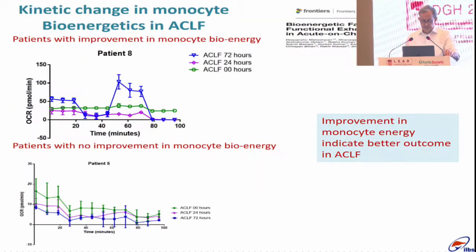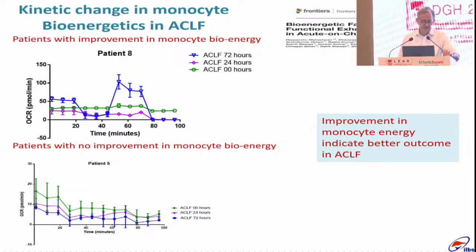Now there are 2 patients here. This is a baseline patient, then 24 hours, then 72 hours. Now this patient has an OCR which should generally be about 100 plus, but has already half the oxygen consumption rate. But once plasma exchange was done, his OCR goes to 100.